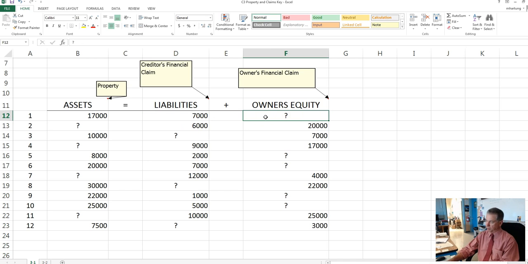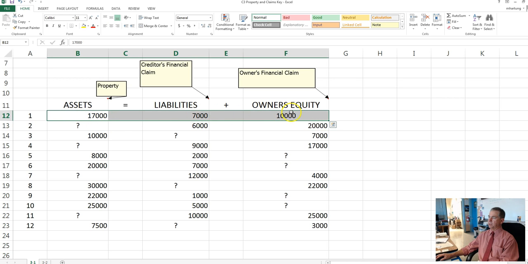But let's go ahead and do the calculation. Equal sign, there's our total assets minus our liabilities, and there's our 10,000. Then we can go ahead and format these as dollars. We don't need any decimal places, and we could make it bold if you want.